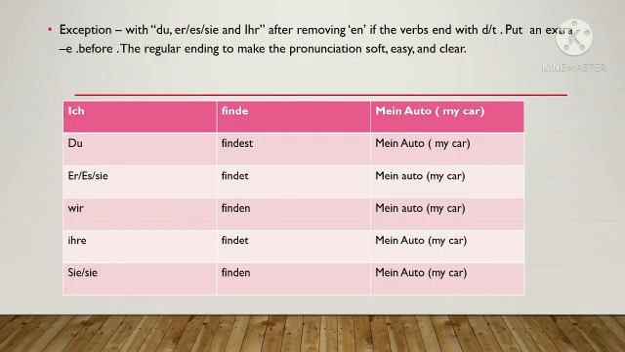Okay, so let us see. Ich finde mein Auto. Du findest dein Auto. Sie findet ihr Auto. Wir finden unser Auto. Ihr findet euer Auto. Sie finden ihr Auto. Okay, so there are some exceptions. When the verb ends with d or t, at that time you have to put an extra e.